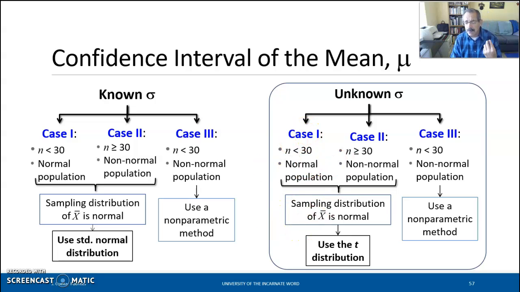And you will see that because we replace the population standard deviation with a sample standard deviation, then we'll use this t distribution. Also, this case 3, where the sample size is small and the sampling distribution is not normal, then we use a method that's beyond the scope of the course. So we're not going to discuss that case 3. So we're going to look at this case 1 and case 2.